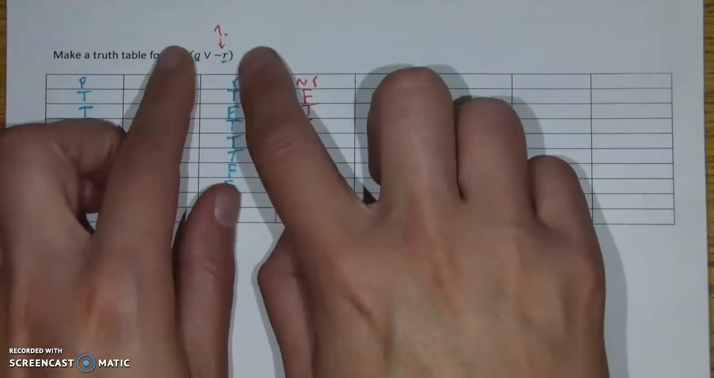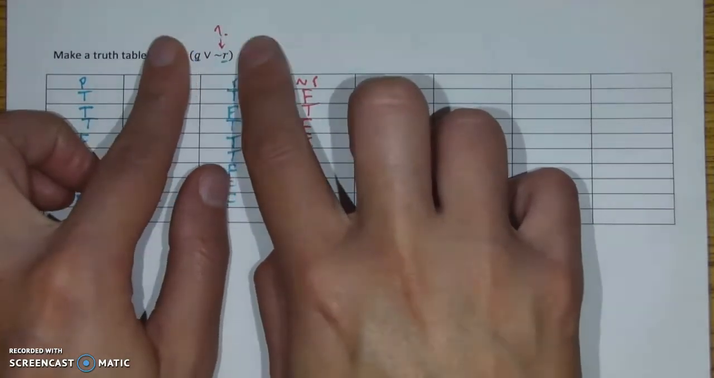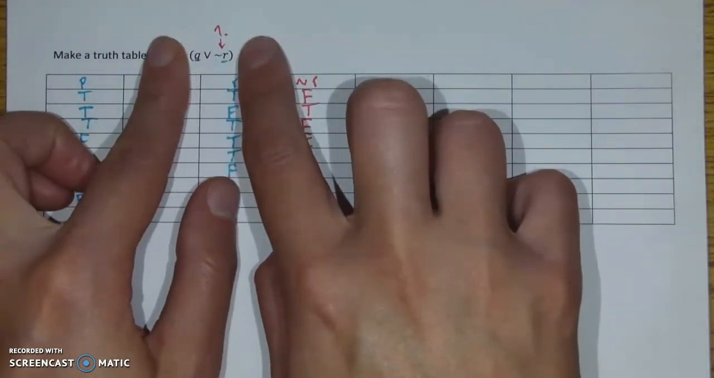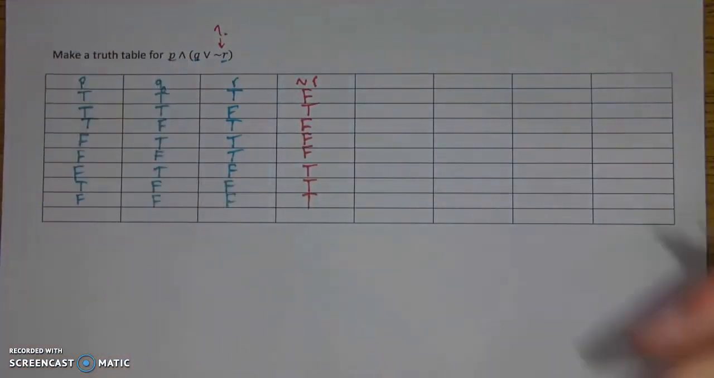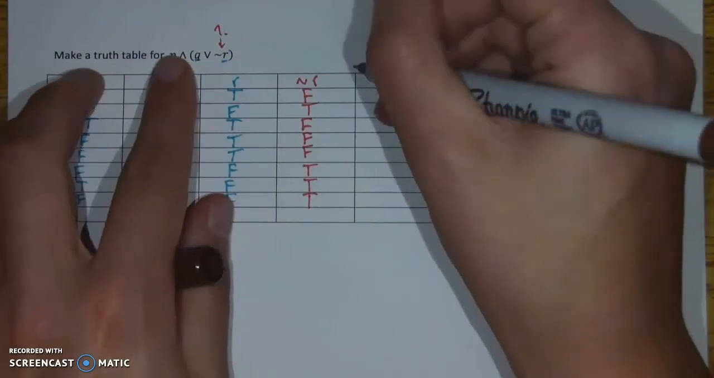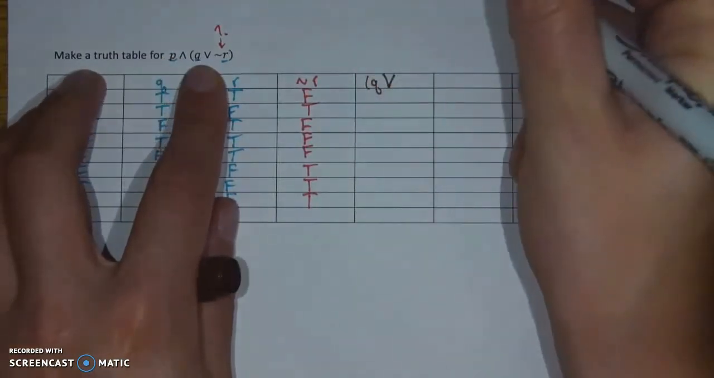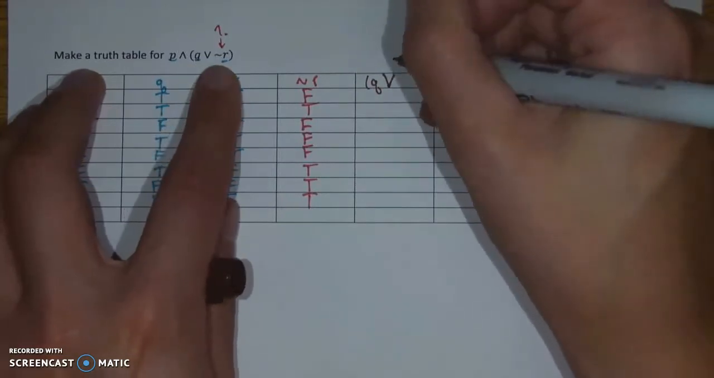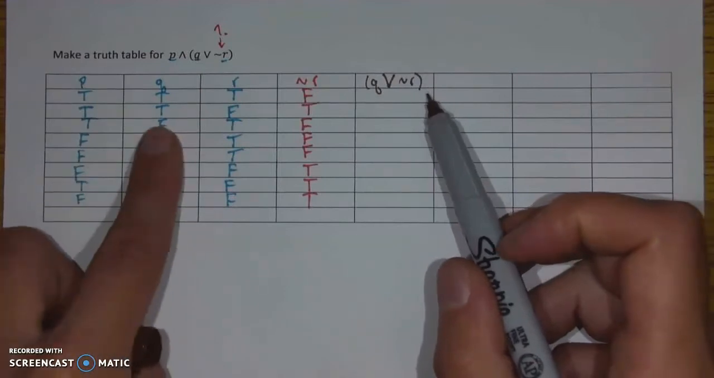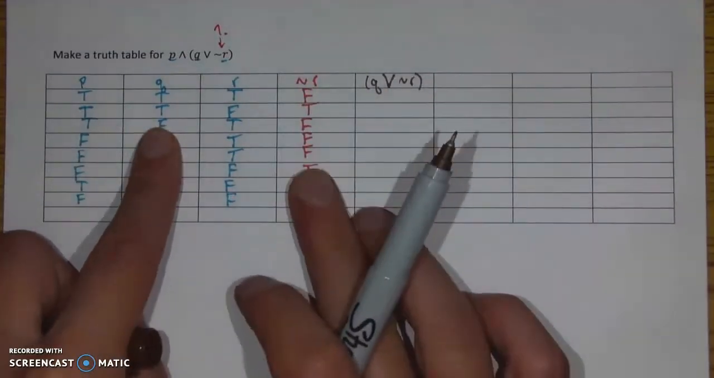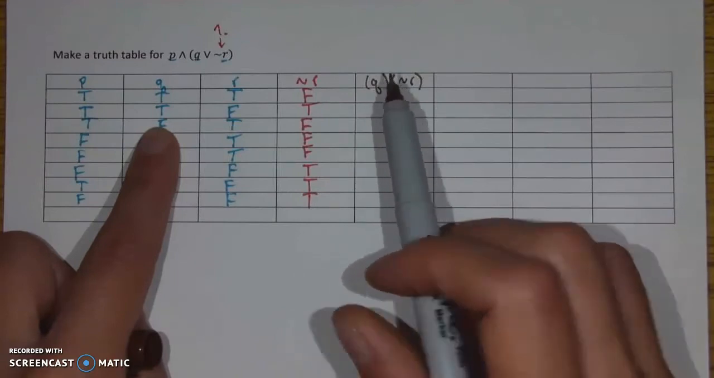But the thing is, I still don't know the overall thing. And if I look, the next biggest thing that I'm going to have to do is look at my parentheses. So let's find that one. Using only the combination from before, I have Q, and then the V, which remember is disjunction, not R. So what this is telling me to do is look at Q and look at not R, and just say, will it be true overall with the disjunction?